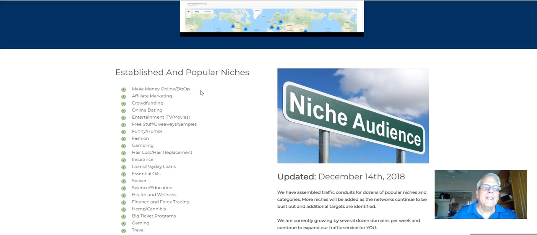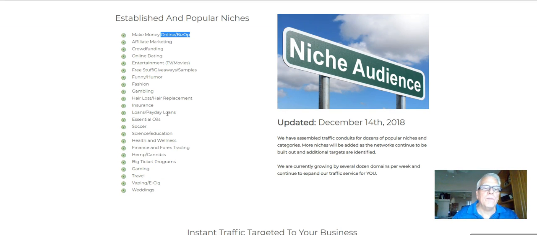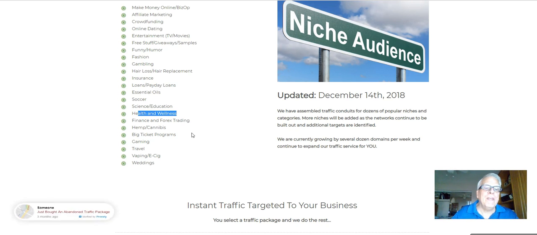Here are the most popular niches. Of course, make money online is a big one. Affiliate marketing, crowdfunding, online dating is big. Gambling is big. Insurance, payday loans are big. Health and wellness is really big out there. Forex trading, hemp, cannabis, big ticket programs, gaming, travel, vaping is coming on strong.